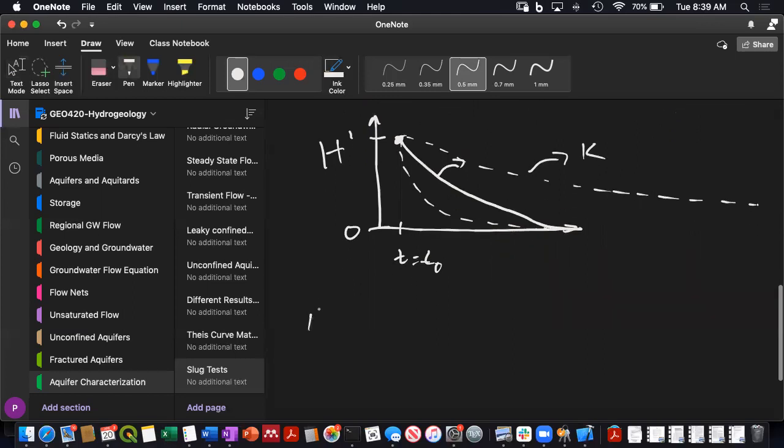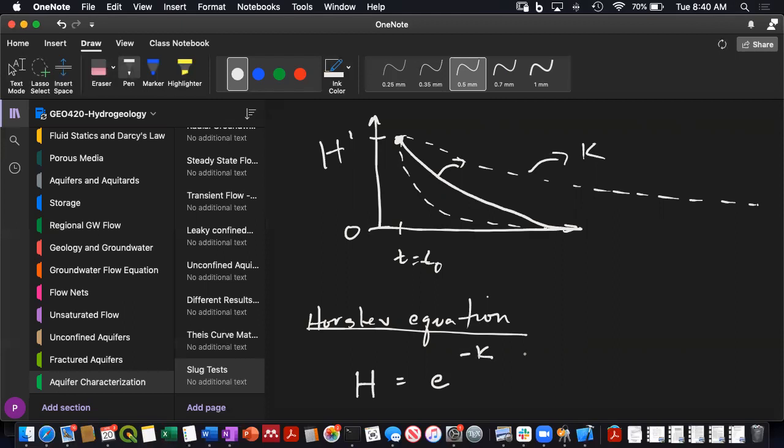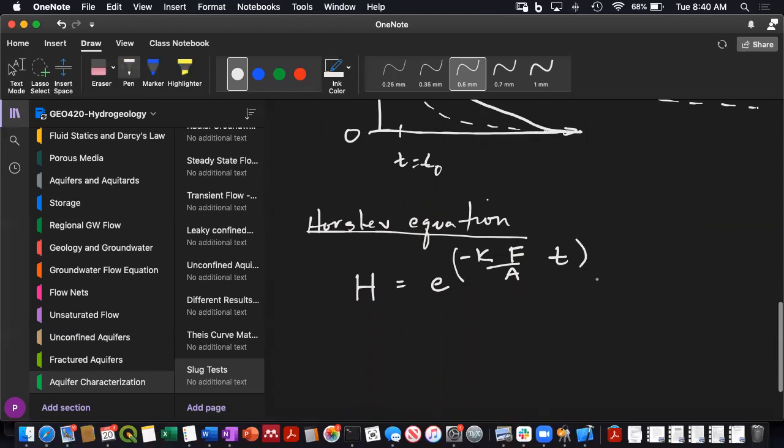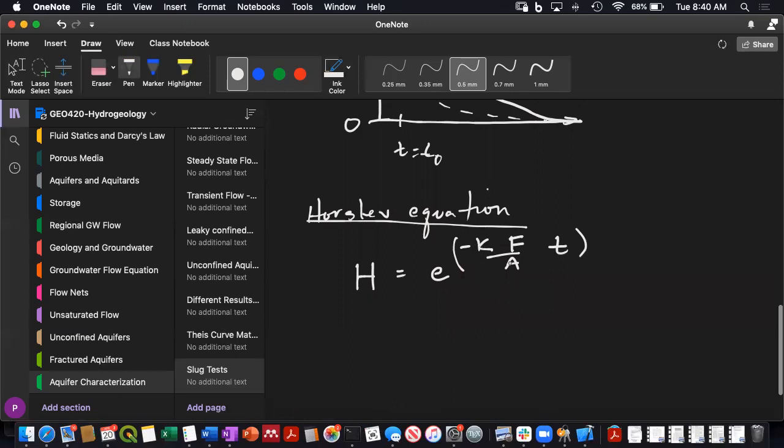All right, so here's the Hvorslev equation. Our drawdown ratio H is equal to e to the minus K F over A times T. It doesn't matter, I could order that any way I wanted though. Is T also in the exponential? Yep. So Finch asked the same question as Autumn. It's all e to the minus K F over A times T.